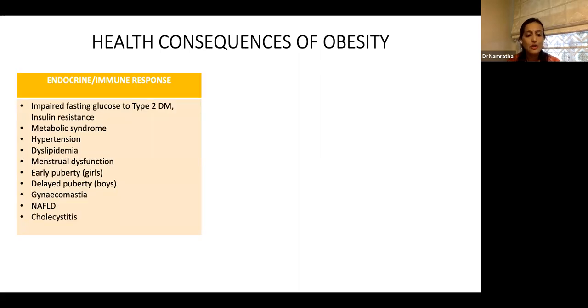It could be endocrine or immune response, affecting the glucose tolerance, the spectrum of which could be impaired tolerance to frank type 2 diabetes mellitus, insulin resistance, metabolic syndrome, hypertension, dyslipidemia, and menstrual dysfunction due to polycystic ovarian syndrome. This is often seen in adolescent obese girls. Early puberty can be a sign in younger girls, delayed puberty in adolescent boys, and gynecomastia. They can be brought with symptoms related to non-alcoholic fatty liver disease or cholecystitis.